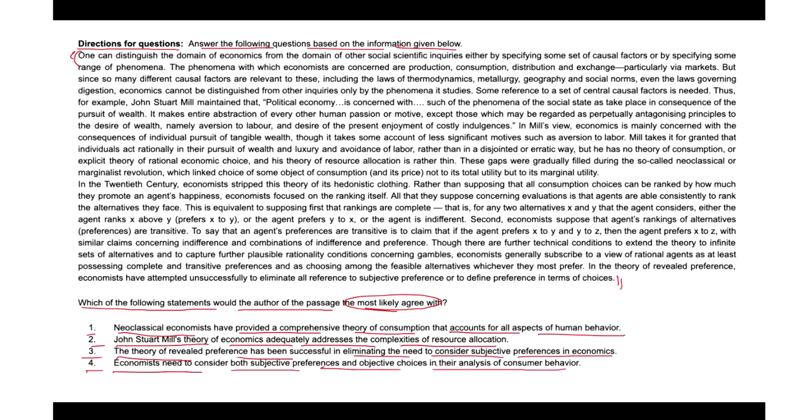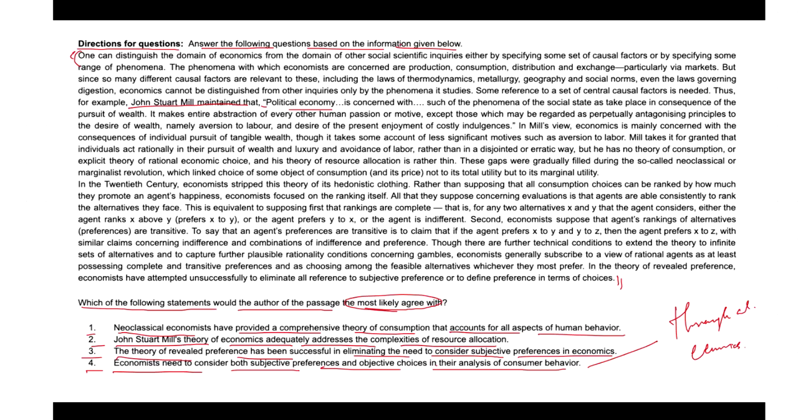Well, if you look into it, economists need to consider both subjective preferences and objective choice in their analysis of consumer behavior. If you look into that, throughout the passage the author discusses different theories and approaches in economics. So the passage highlights John Stuart Mill's perspective on economics, the neoclassical revolution and the theory of revealed preference.